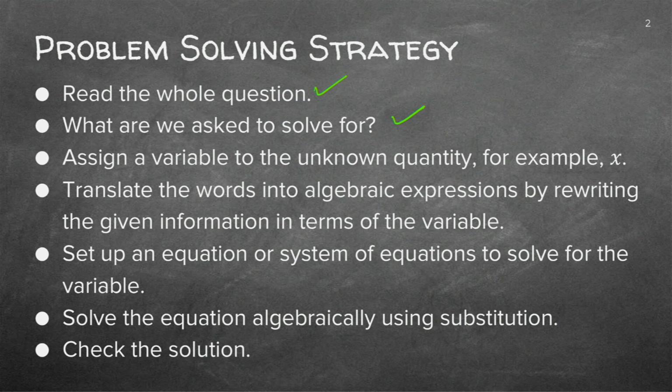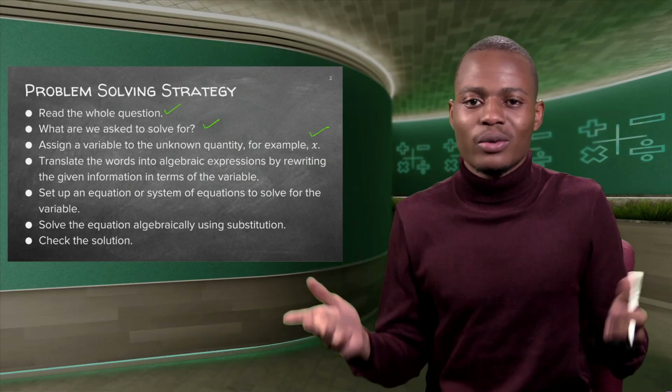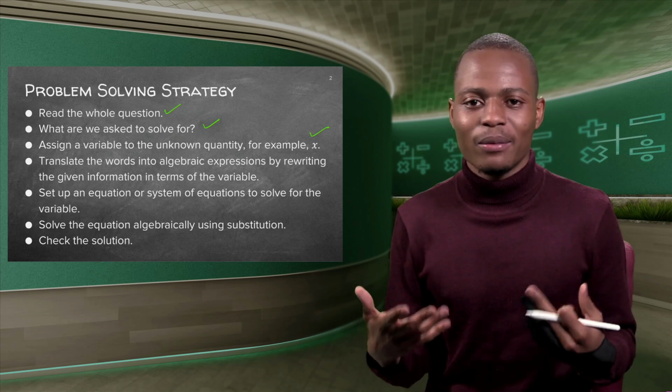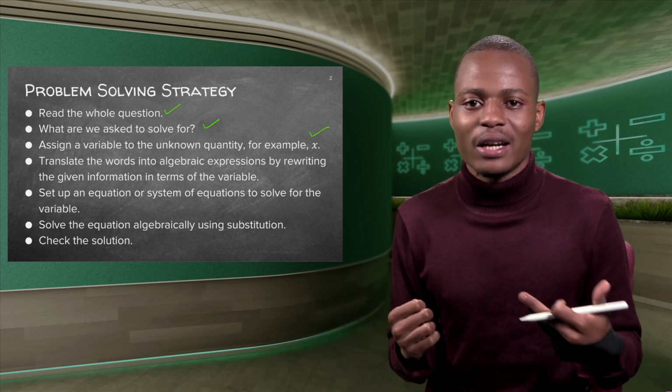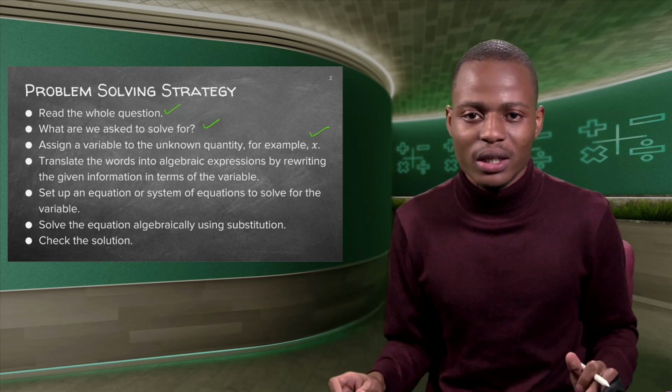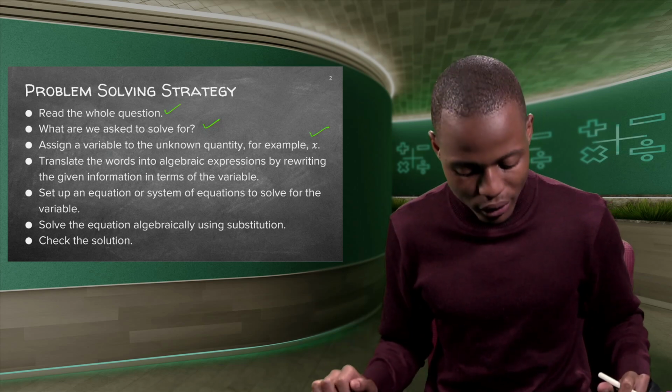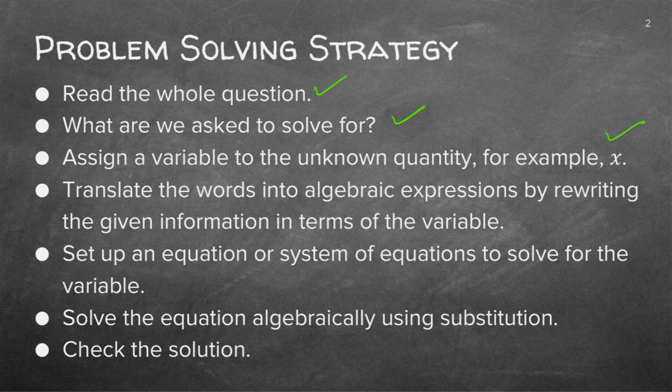And the third part says assign a variable to the unknown quantity, for example, x. So we use x a lot in mathematics, right? Because it's one of the easiest to find out there. But you need to assign any variable that you think is relevant and that will make you understand the problem that you're dealing with. So try to assign variables as much as you can, and also translate the words into algebraic expressions by rewriting the given information in terms of the variable.